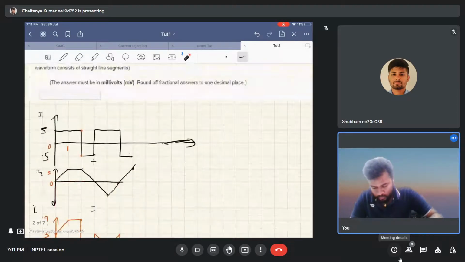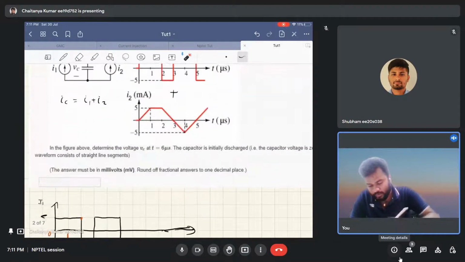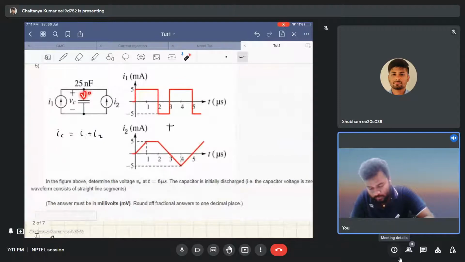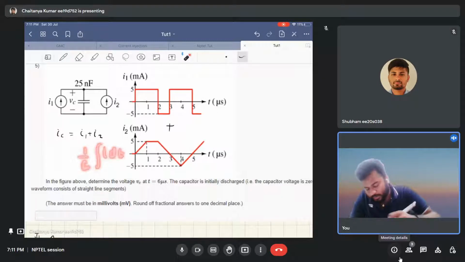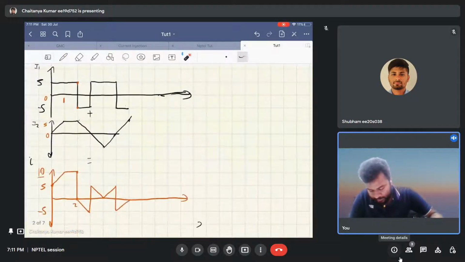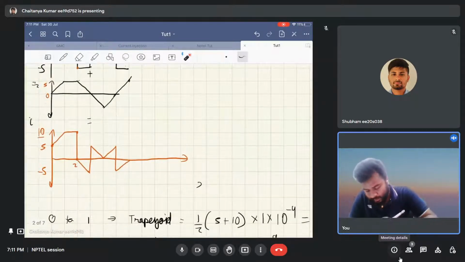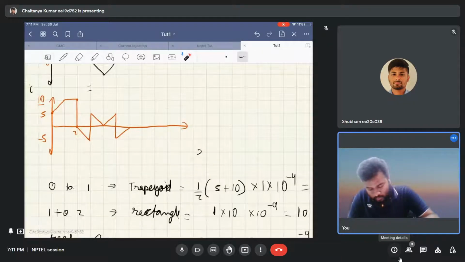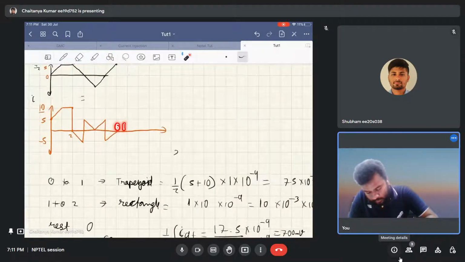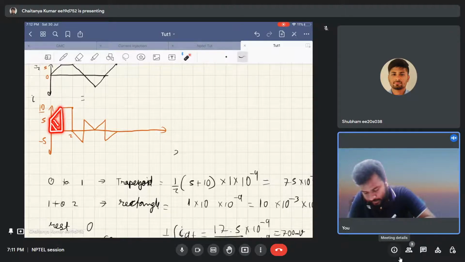Now the voltage across the capacitor that will develop due to this current will be basically the integral of the current that is flowing inside the capacitor. The integral is simply the area under the curve. So till 6 microseconds we need to find the area. It can be found out piece by piece. The first section, that is 0 to 1 second, is a trapezoid.